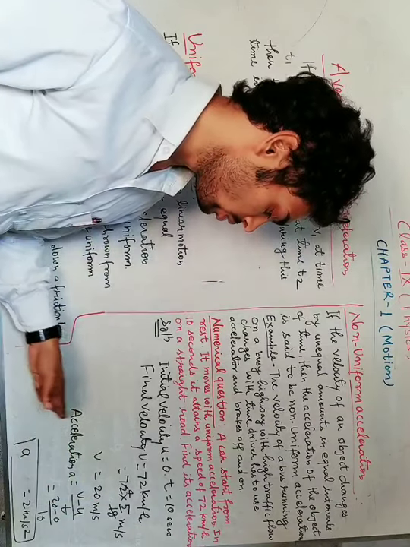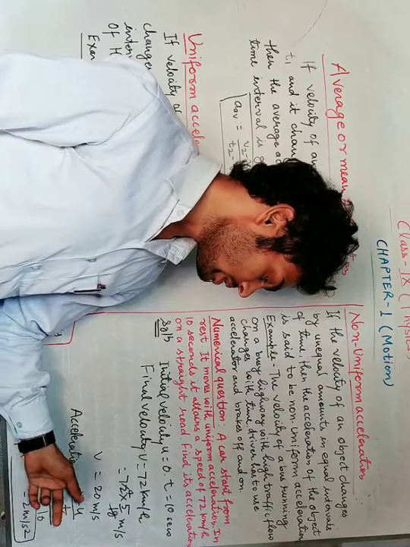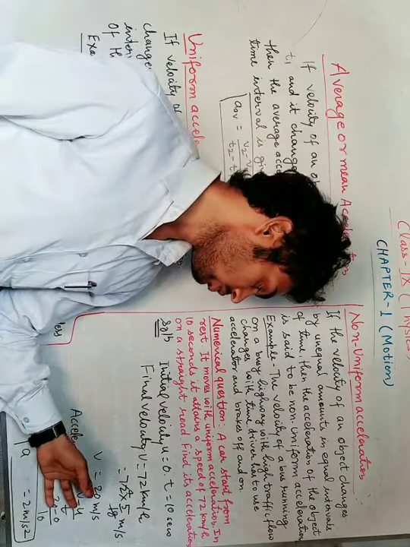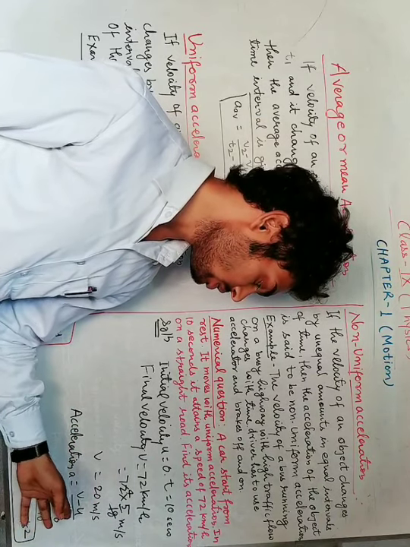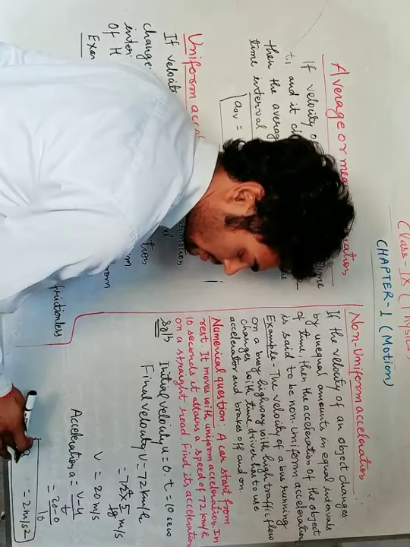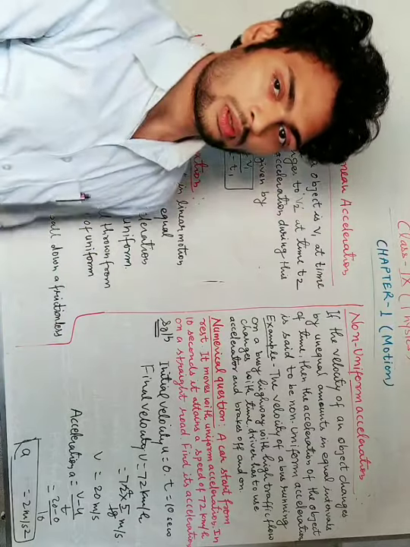Then according to the formula of acceleration, acceleration a equals final velocity minus initial velocity upon time taken. The final velocity given is 20 meter per second and the initial velocity equals 0. Then after calculation we find the value of acceleration. Acceleration a equals 2 meter per second square.